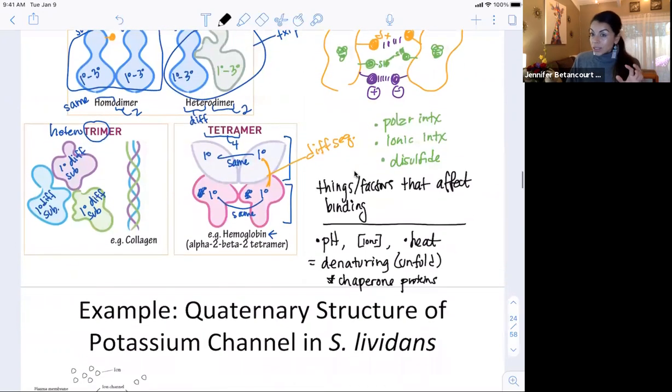So denaturing is unfolding. Degrading means you're actually starting to cut the peptide bonds apart. Denaturing is just disrupting the R groups interacting and the secondary structure, and degrading is pretty much breaking apart the peptide bonds in the primary chain.